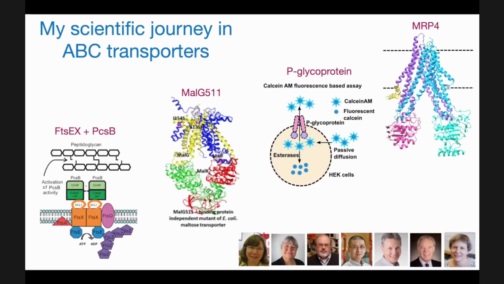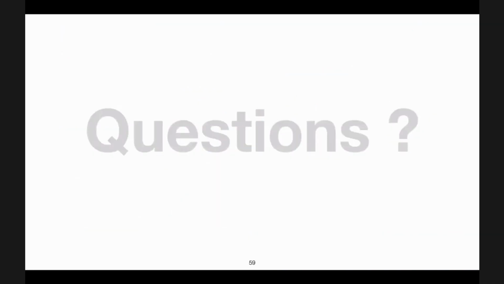With that, I am happy to say that my scientific journey in ABC transporters has led through these four systems: FTSEX, PCSB, MALG501, P-glycoprotein, and MRP4. Besides that, I had also worked on another project that intrigued me to understand how the field of ABC transporters is evolving, and we just had a paper on that. It was because I was mentored by such a nice team of mentors.